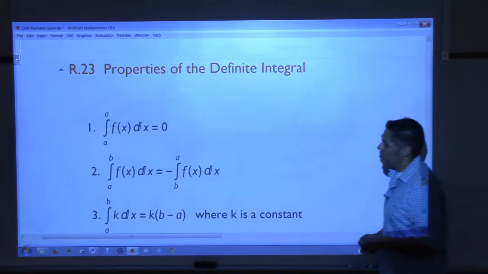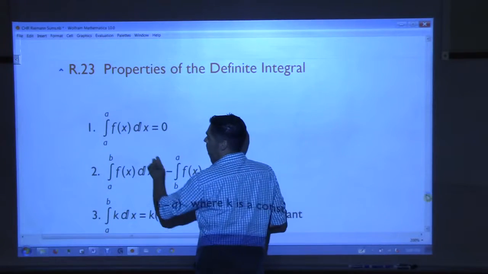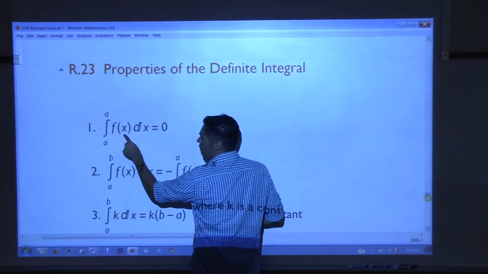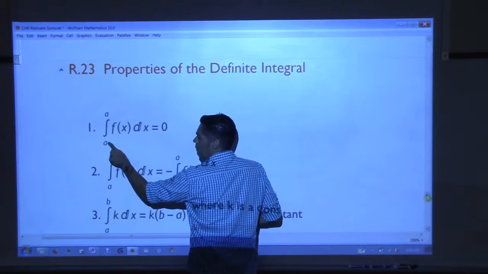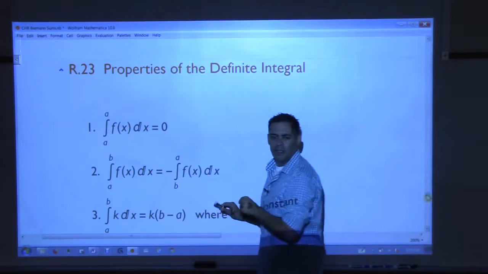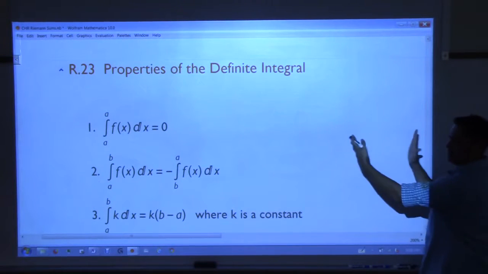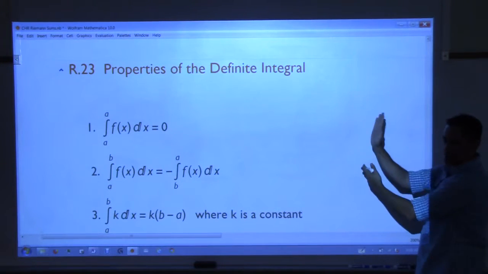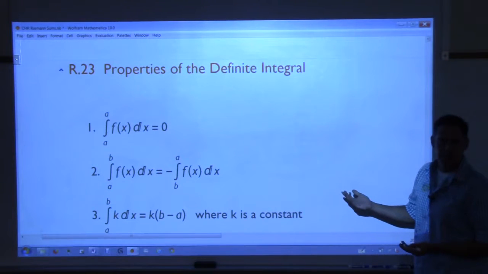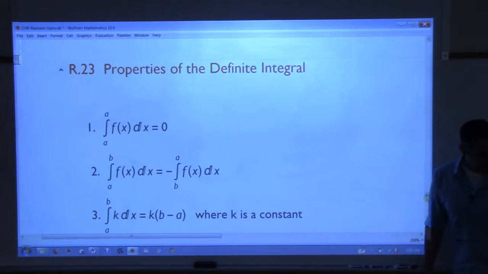The first property says that if you want to find the area underneath this function f, and you want to look from a to a, that your answer is 0. Does that make sense that that would be the case? Because your interval isn't an interval, it's just a single point, and so you can't have an area. All right? This next one is a little more interesting.